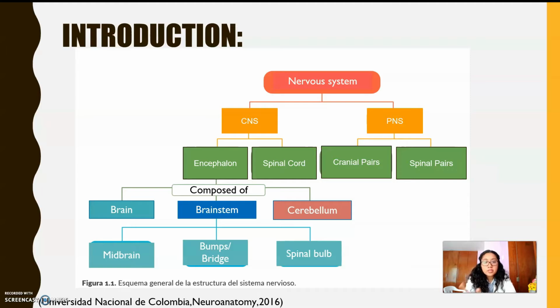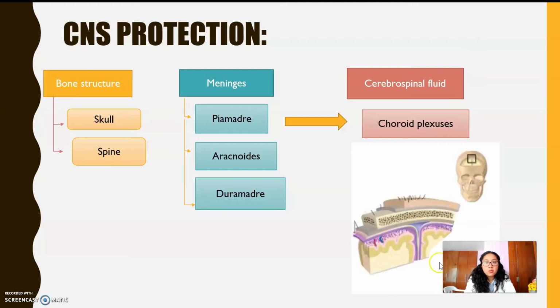And of course, the encephalon and the spinal cord need protection. And which kind of protection? Well, we have bones, tissues known as meninges, and fluids.